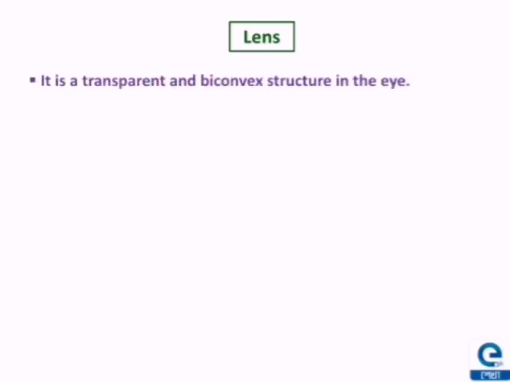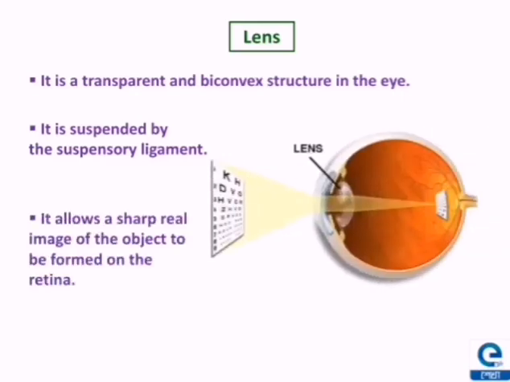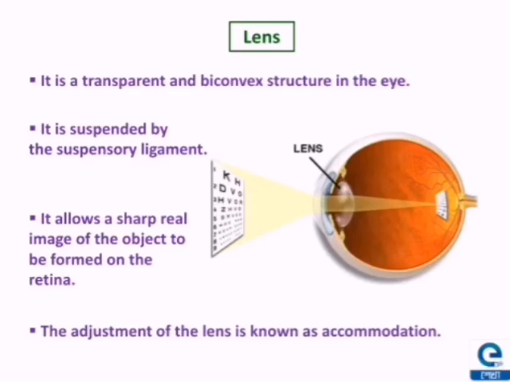Next we will learn about the lens. The lens is a refractive media of the eyeball. It is a transparent and biconvex structure in the eye. It is held in its place in the eye by the suspensory ligaments. It allows the formation of a sharp, real, reduced, and inverted image on the retina. The adjustment of the lens for forming an image is called accommodation.